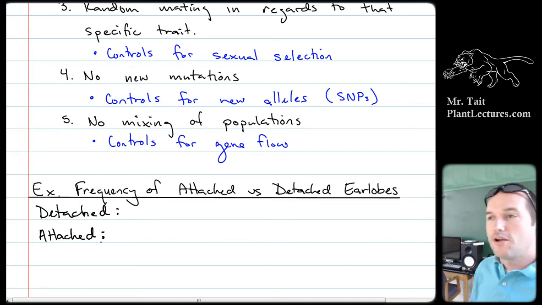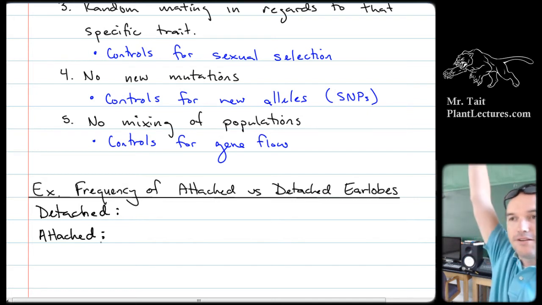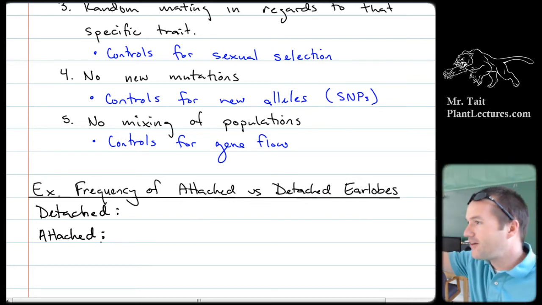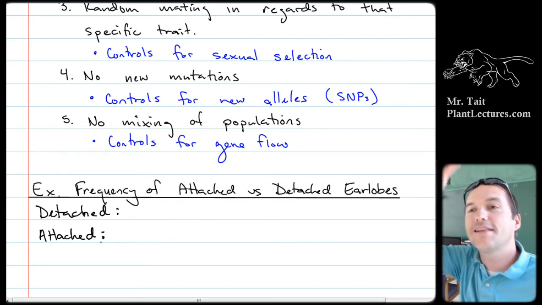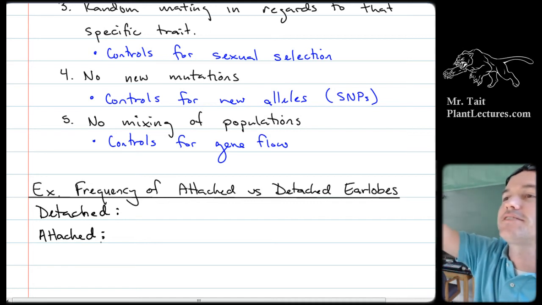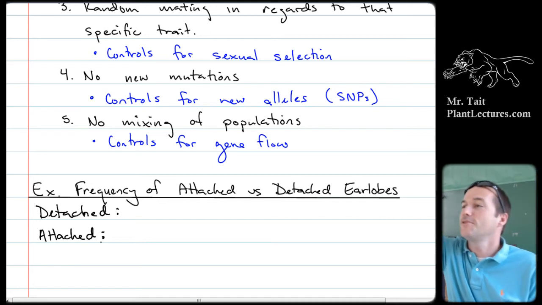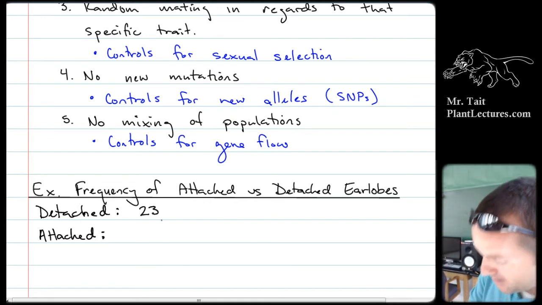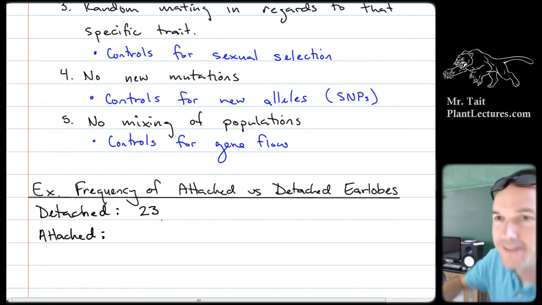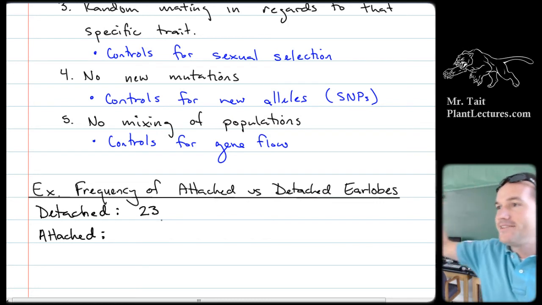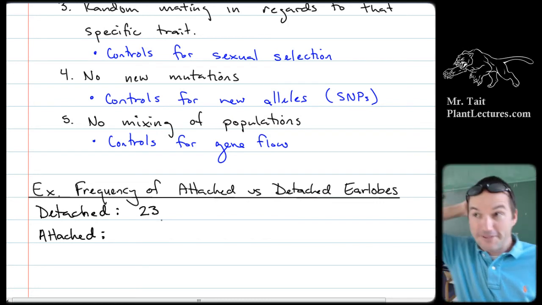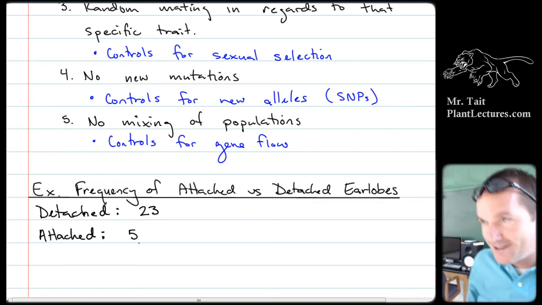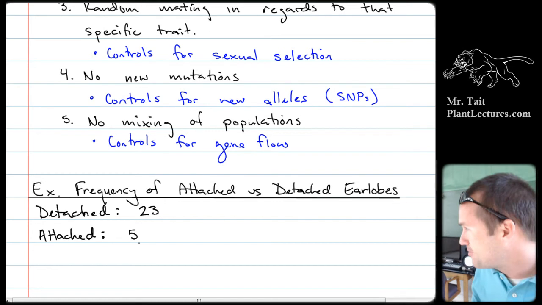Raise your hand if your earlobes are detached. Woo! This is going to be messed up. All right. 1, 2, 3, 4, 5, 6, 7, 8, 9, 10, 11, 12, 13, 14, 15, 16, 17, 18, 19, 20, 21, 22, 23. Oh, man. All right. Detached earlobes, 23. Attached, raise your hand. 1, 2, 3, 4, 5. Okay, so ours is going to be a little messed up in here, but that's fine. It's going to work.